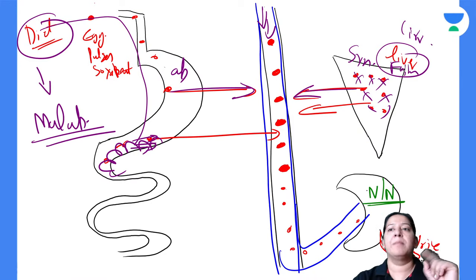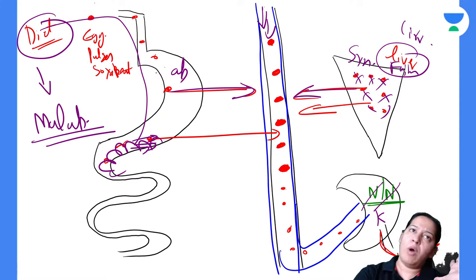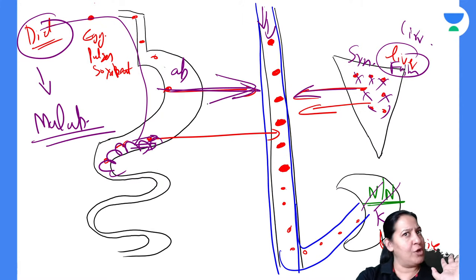The third problem is with the kidney. In the kidney, the person has nephritic or nephrotic syndrome. So intestine is normal. Absorption is normal. Liver is normal. Synthesis is normal.